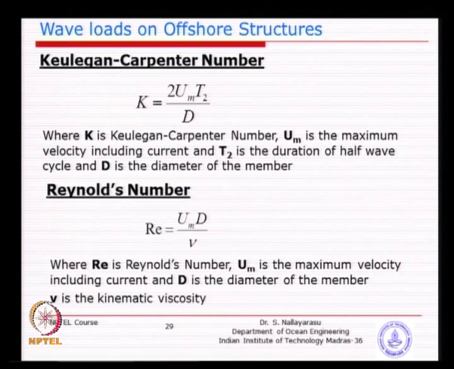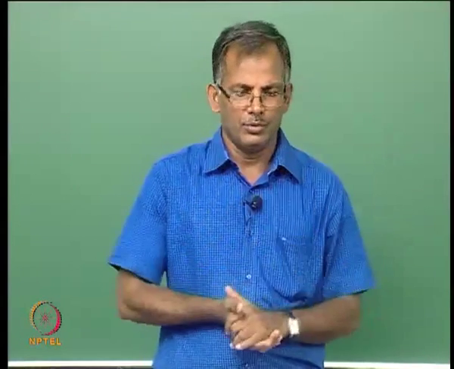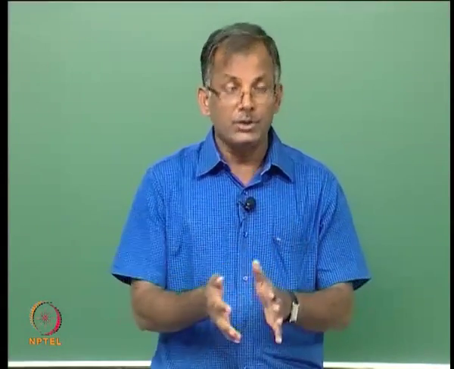Usage of Reynolds number or Keulegan-Carpenter number depends on the type of presentation. Some textbooks use Keulegan-Carpenter number, some may use Reynolds number, but API has chosen to use the K number as the representative to identify the flow conditions. In fact, most presentations in offshore use the K number. Here, starting with 2 and reducing to 1.6, that is the range of values of Cm. So, if you are asked to come up with Cm values, do not put some big or small numbers; it will be in a very small range, 1.6 to about 2.2, and this is for tubular members.